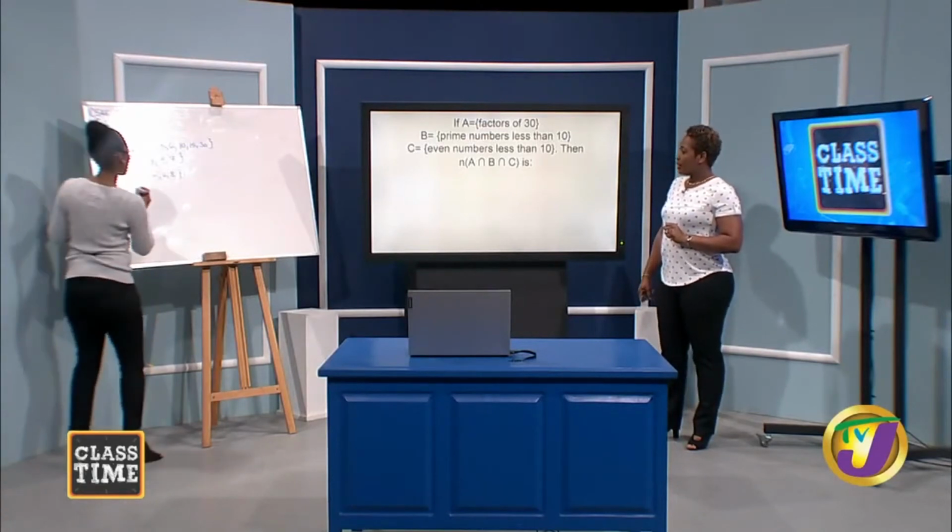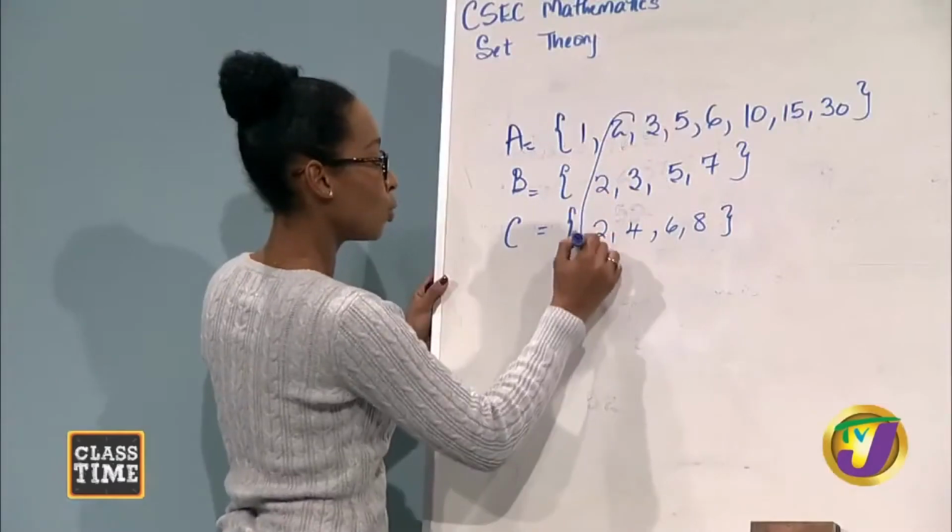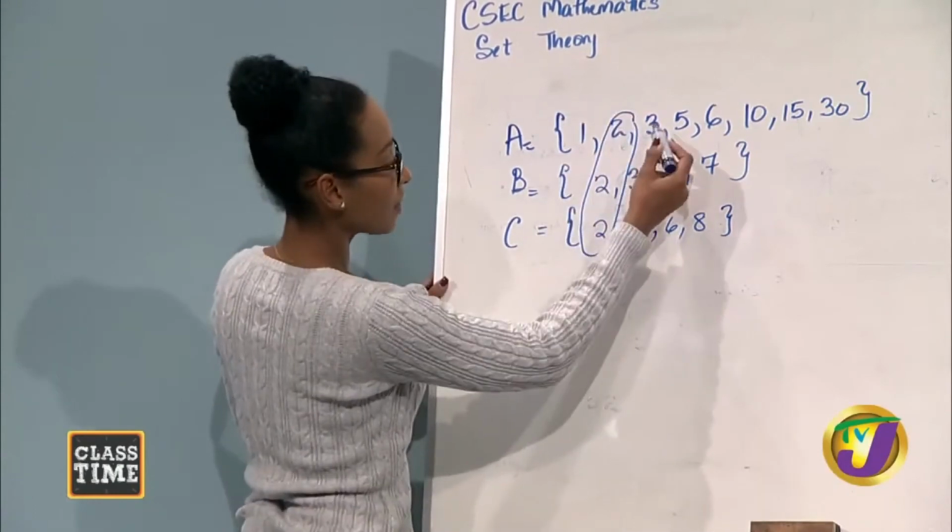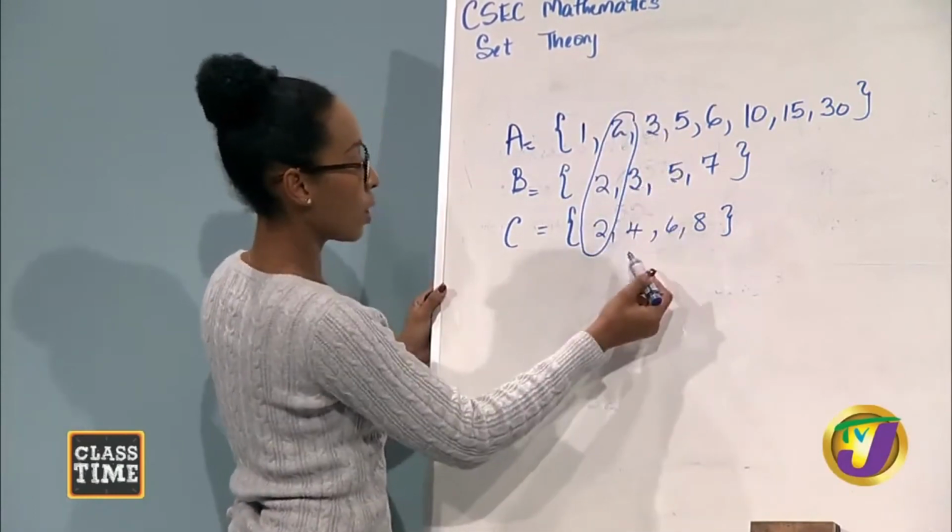So let's look here. So we have A, 2. Oh. So 3 is in set A and B, but not in C.